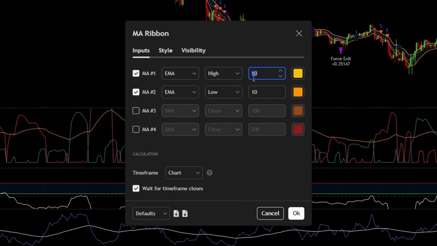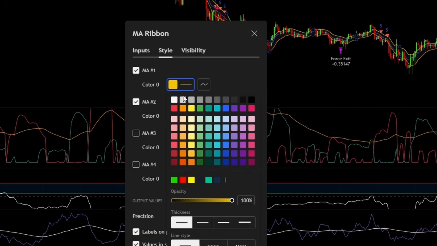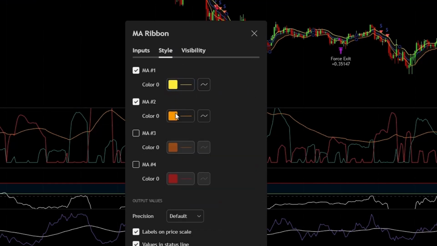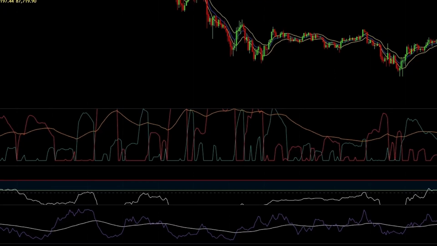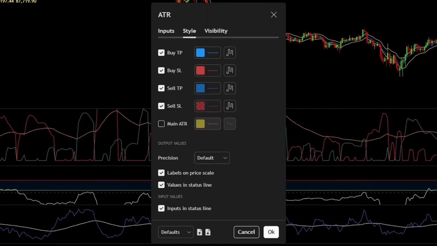Both of these EMAs should use a 10 length. Now you can use whatever colors you like. In this case, I will choose yellow. Next up, open up the NNFX ATR indicator.